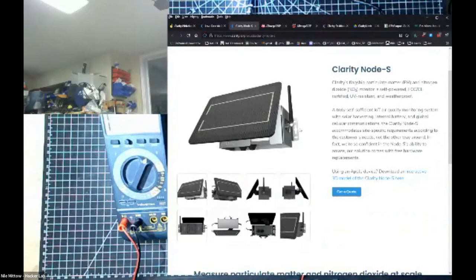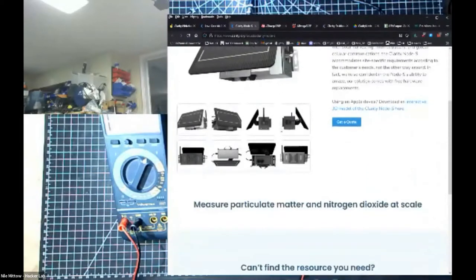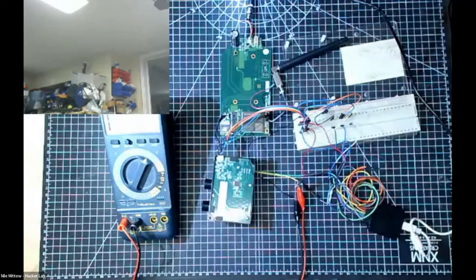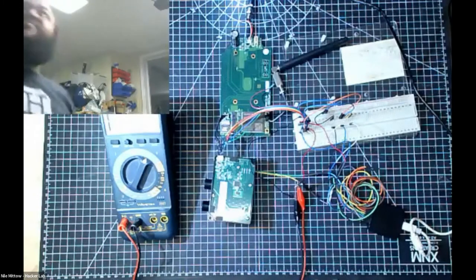So here's what it looks like when it's all put together. It's measuring particulate matter and nitrogen dioxide. It's self-powered, has its own little solar panel for charging its batteries, and runs on the cell network. Now let's look at what it looks like when it's been taken apart. Let me switch over here.